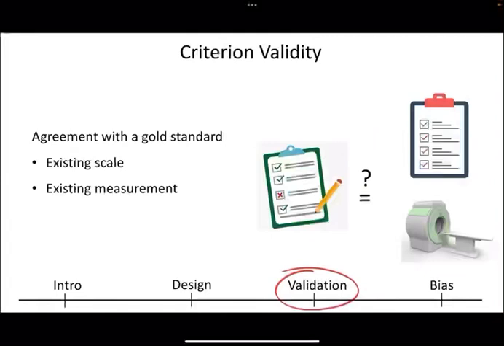Criterion validity is comparing the results of your questionnaire to some kind of gold standard. An example of that is an existing scale. So if there's a scale that is the gold standard for measuring depression, and you have a group of people take that and then take your survey, which might be some abbreviated version or a different version, ideally everyone that the gold standard says is depressed, your scale will also determine as depressed, and that's the way you can quantify your agreement with a gold standard.